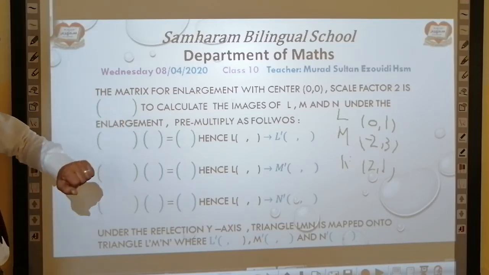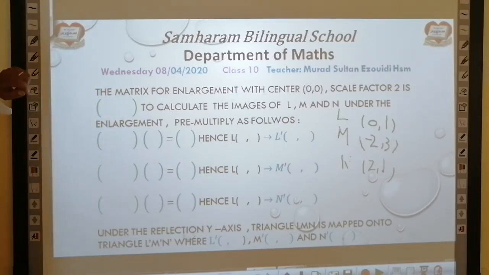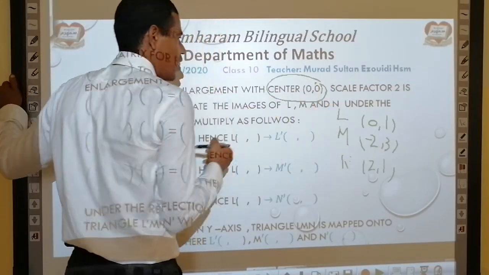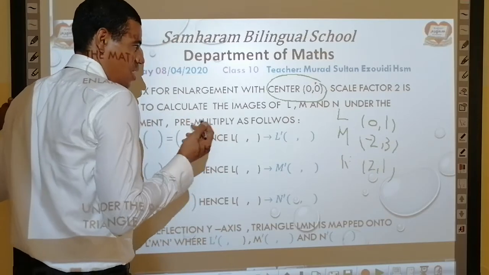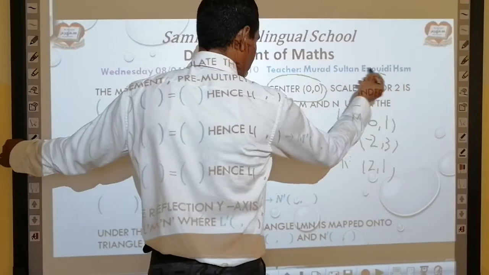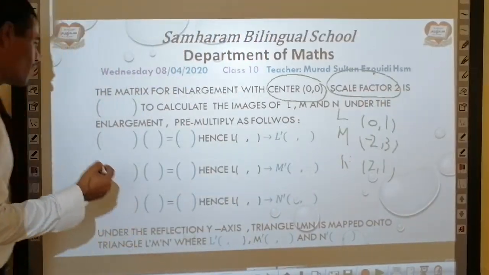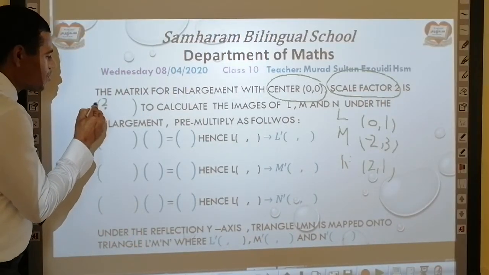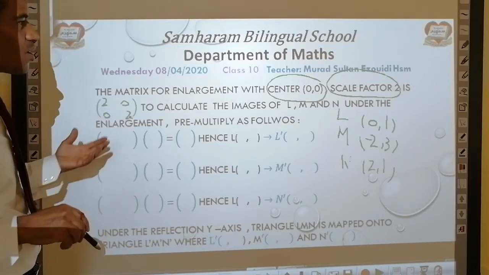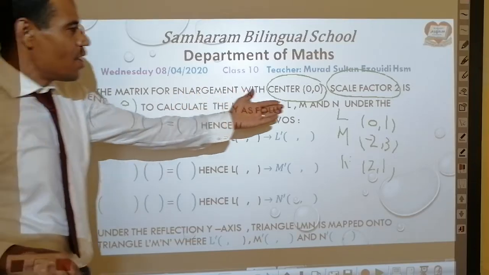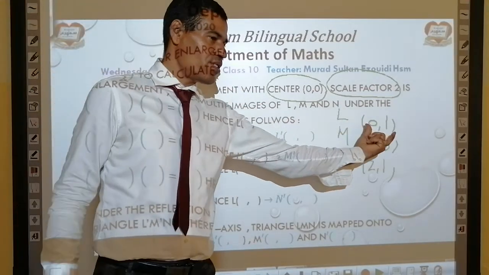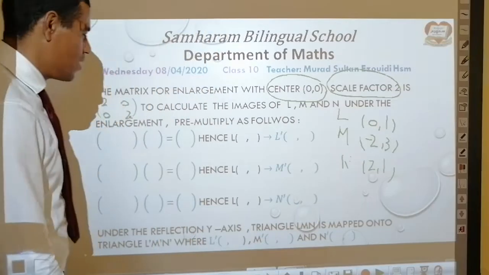Okay? So we start. The matrix for enlargement with the center 0, 0, because enlargement or dilation has a scale factor. And the scale factor is 2. So the matrix is 2, 0, then 0, 2. To find the image of the points L, M, N, just multiply this matrix by the coordinates of each one, one by one, and you'll find them.